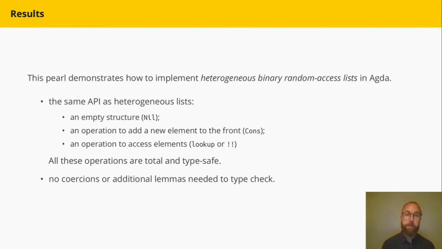So I show how to implement a heterogeneous binary random access list in Agda. And this has the same API as just regular heterogeneous lists. So there's an empty structure, nil, and there's an operation to add new elements to the front of the list and an operation to access elements within the list, a lookup or a bang bang. And all of these operations are both total and type safe. And furthermore, there are no coercions or lemmas necessary for everything to type check. It's intrinsically typed by design.